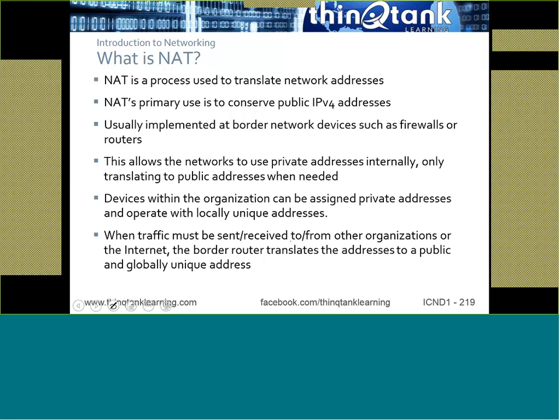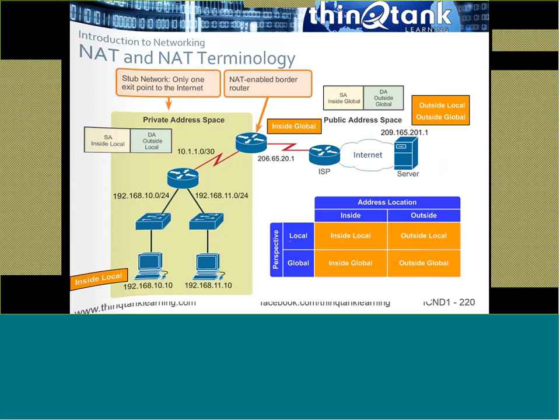NAT, of course, is going to be implemented on your border device, the device that has an attachment to the internet, as well as an attachment to the inside of your network. In a lot of cases, that device has some sort of private addressing internally and then public addressing on the outside interfaces. All right, and we'll look at that as we look at some examples a little bit later on.